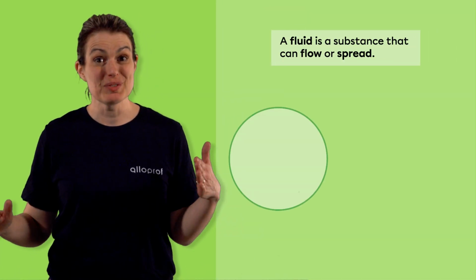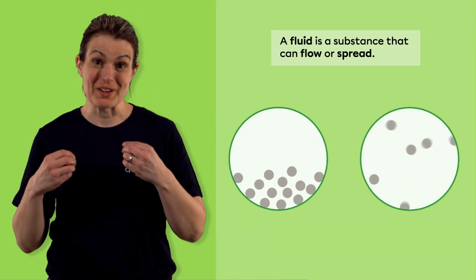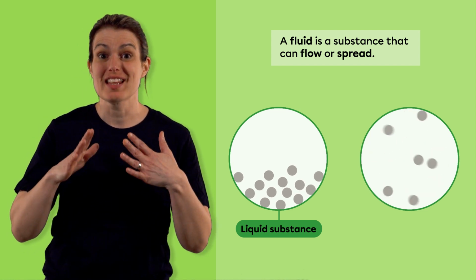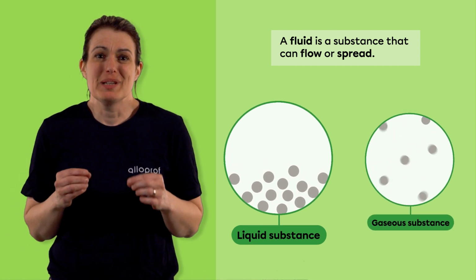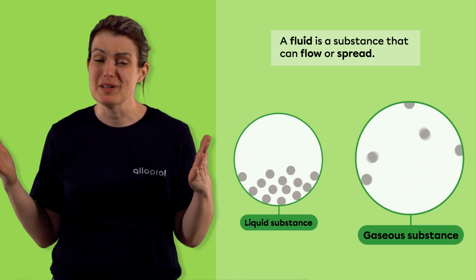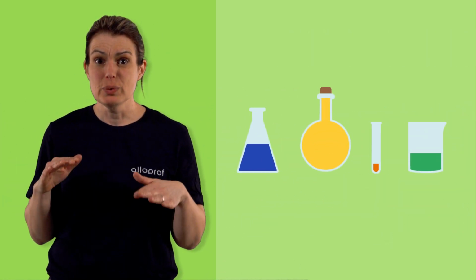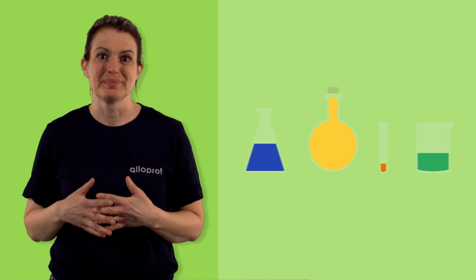A fluid is a substance that can flow or spread. Substances that are in a liquid state and substances that are in a gaseous state are fluids. Particles in liquids tend to be close to each other, whereas particles in gases tend to spread out and take up all the available space. Fluids, whether liquid or gaseous, tend to take the shape of their container.